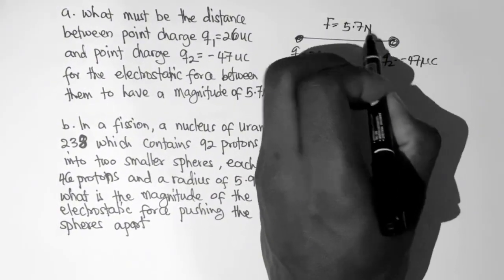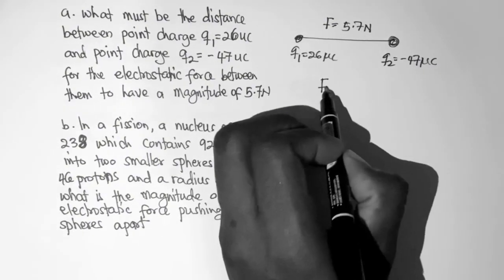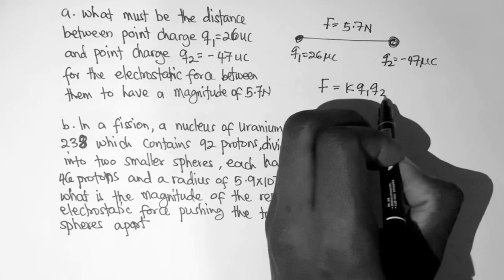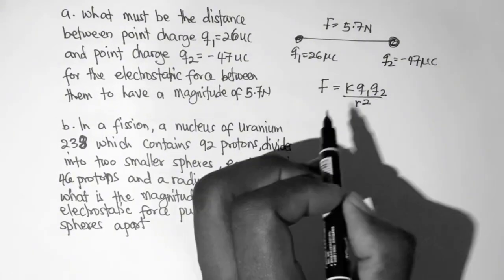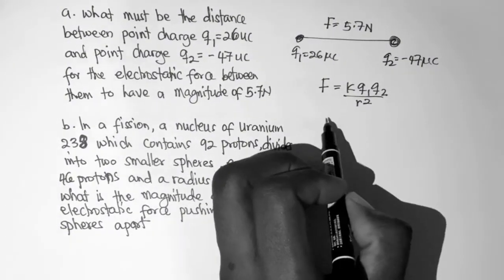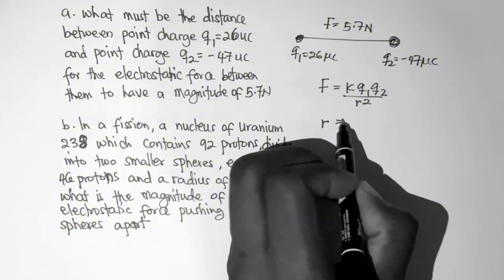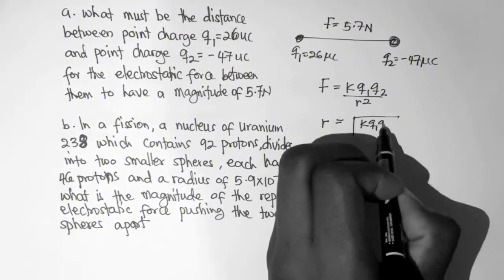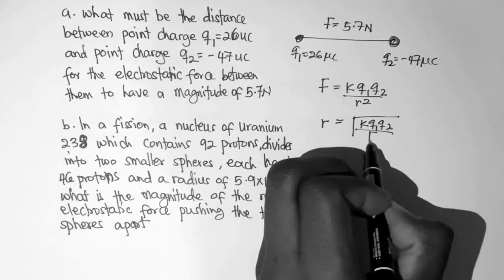So from Coulomb's law, we know that F is equal to k times Q1 times Q2 divided by r squared. In this case, we need to make r the subject. So r is equal to the square root of k Q1 Q2 divided by F.